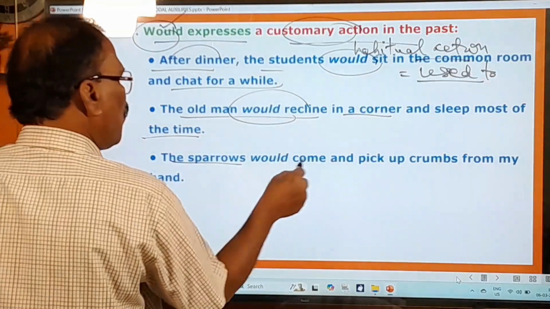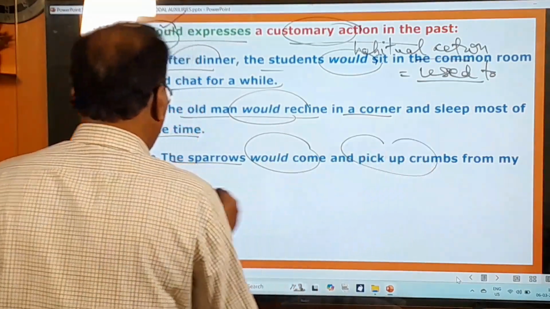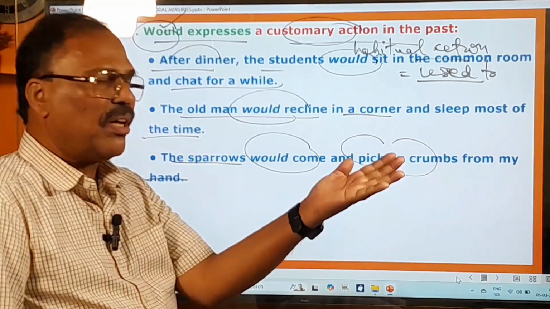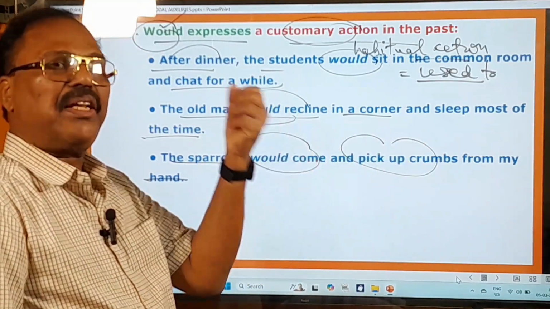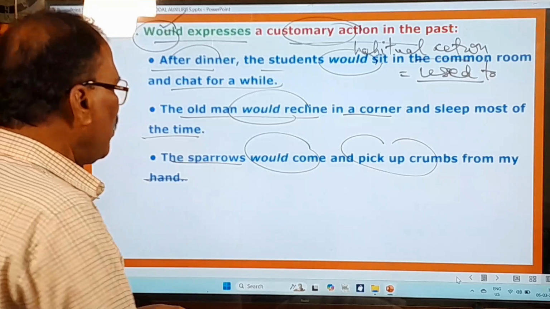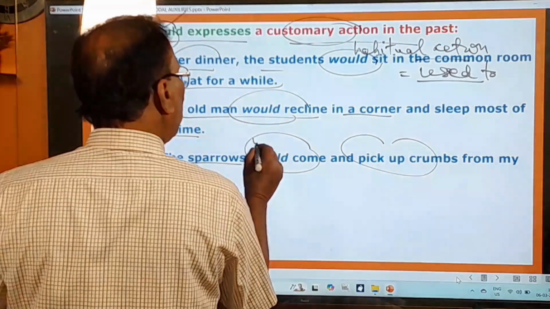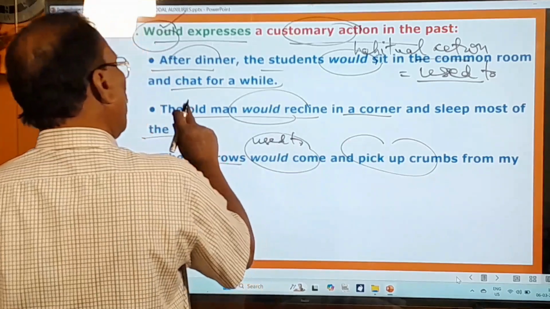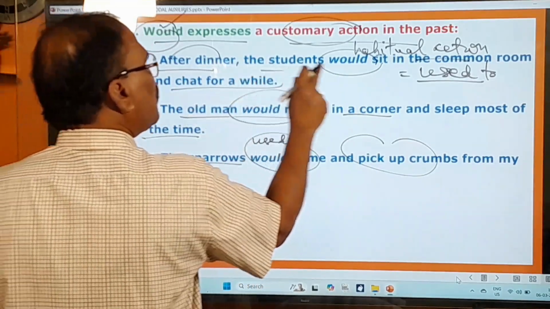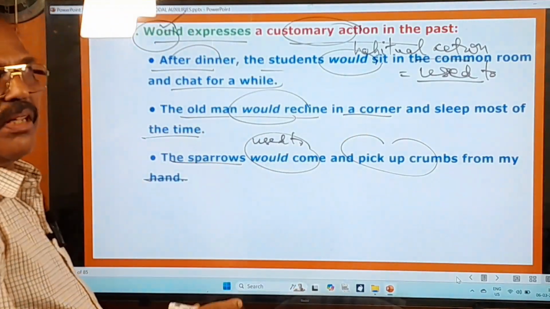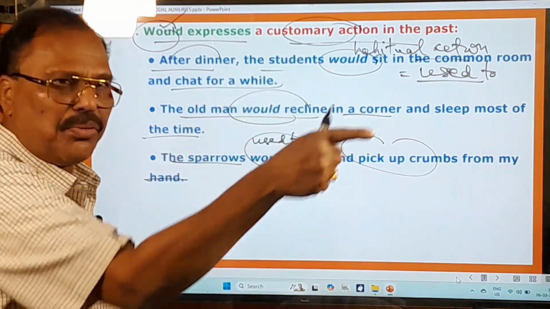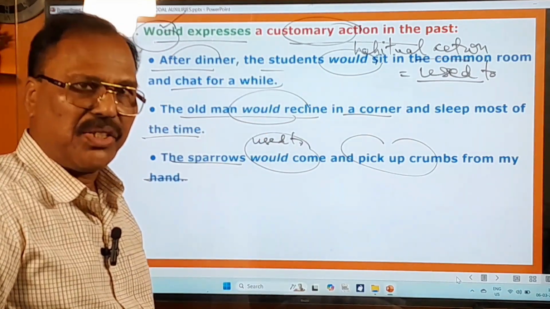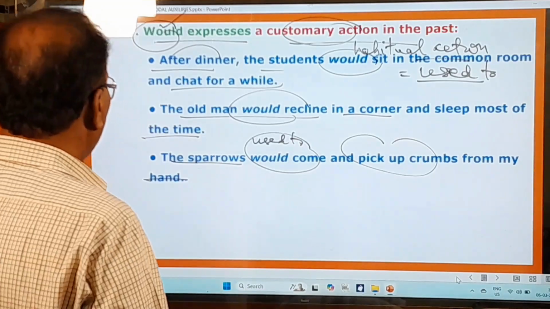The sparrows would come and pick up crumbs from my hand. So in all these, instead of would, you can also use used to. The sparrows used to come and pick up. You can say the old man used to recline. The students used to sit down. You can also use used to. So would and used to both convey the customary actions. Okay, right. And you move on to the next rule.